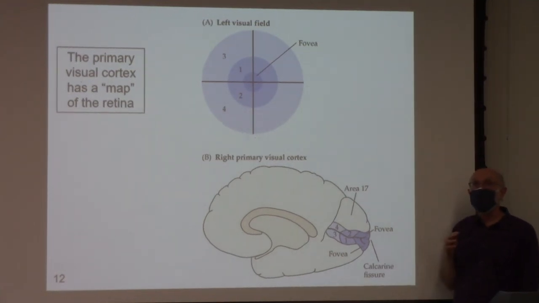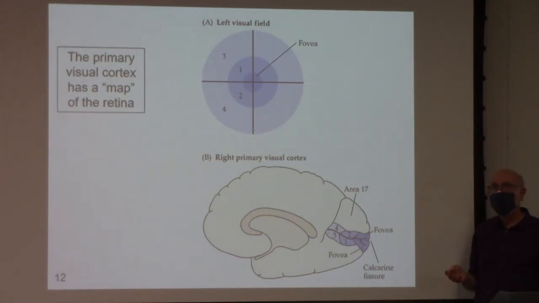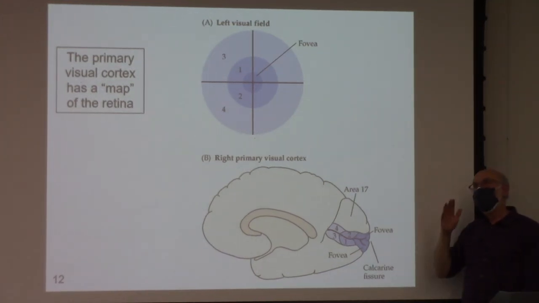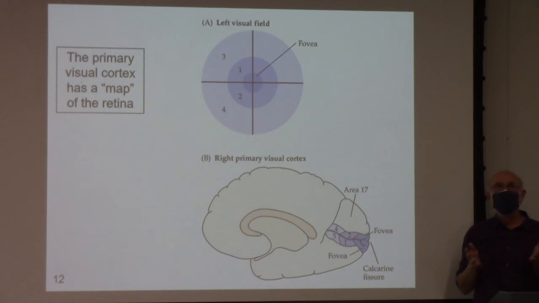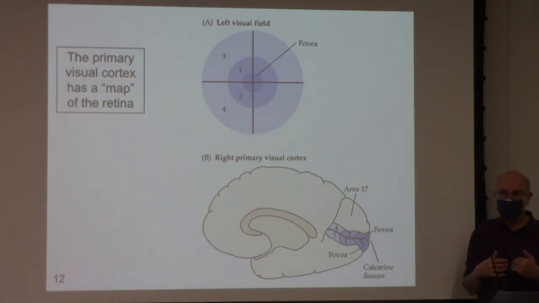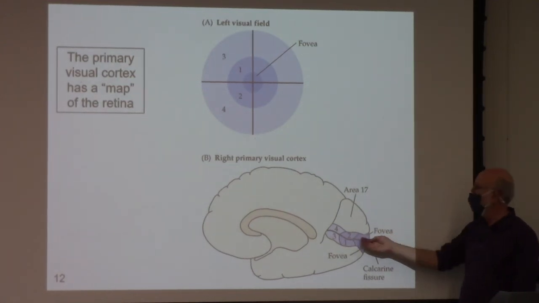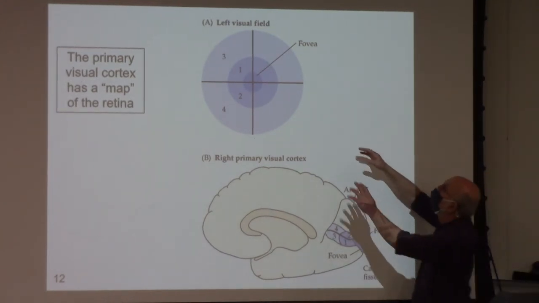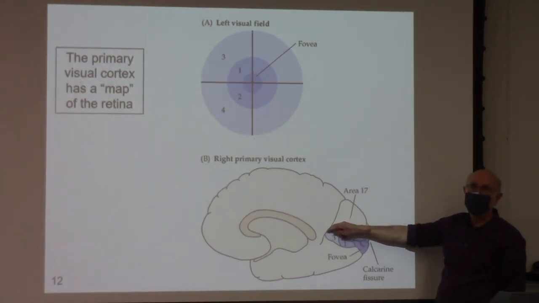So just like there is a map of the body on the somatosensory cortex, right, with the face lateral and with the legs medial, etc. There's a map of the body on the somatosensory cortex. There's a map of the retina on the visual cortex. The fovea is posterior. The periphery is less posterior.